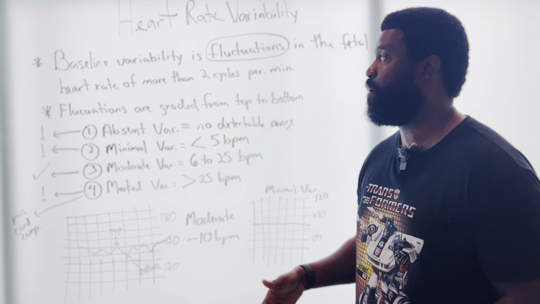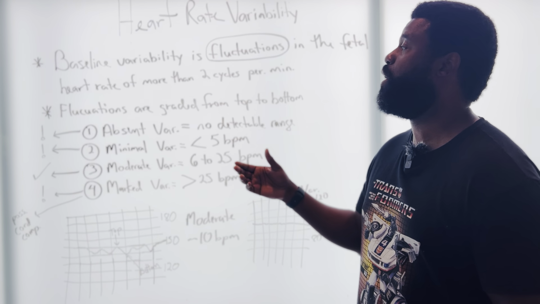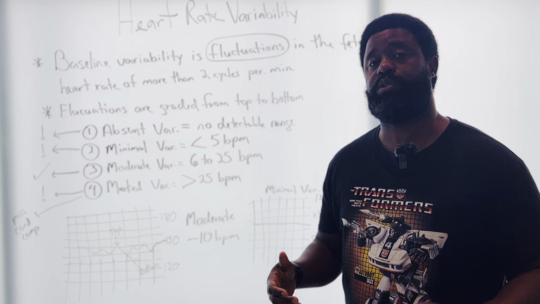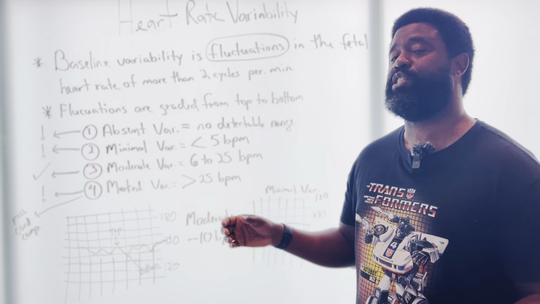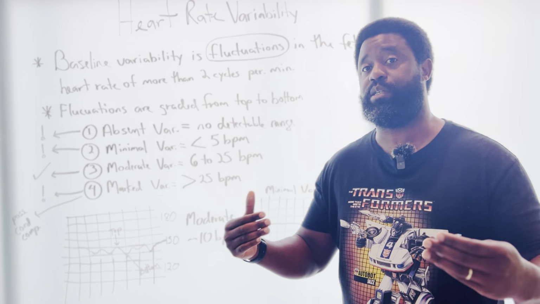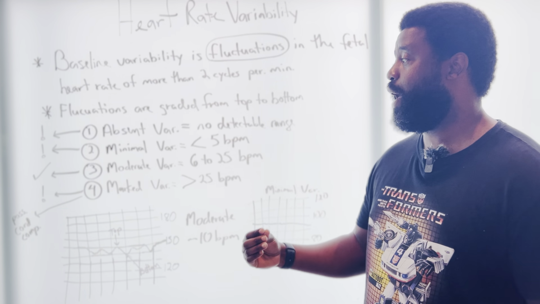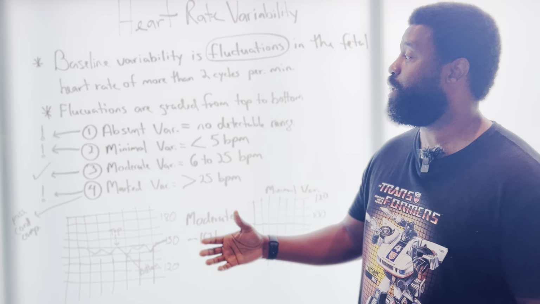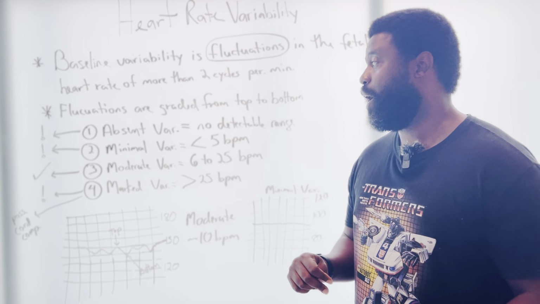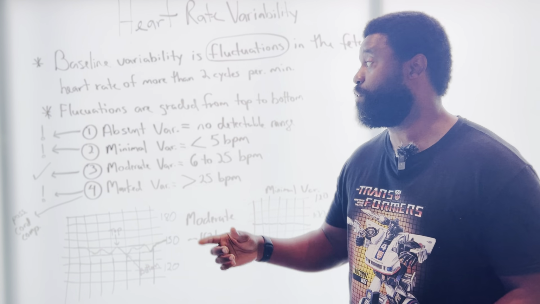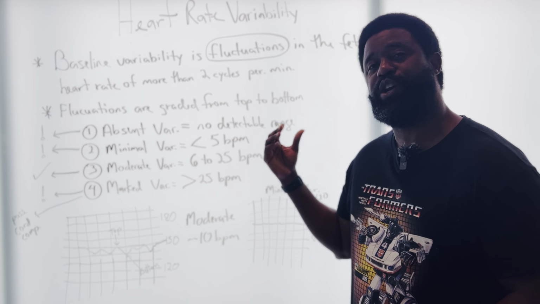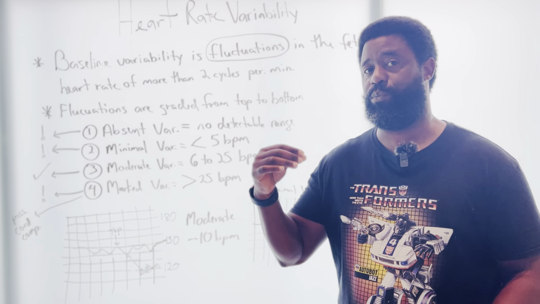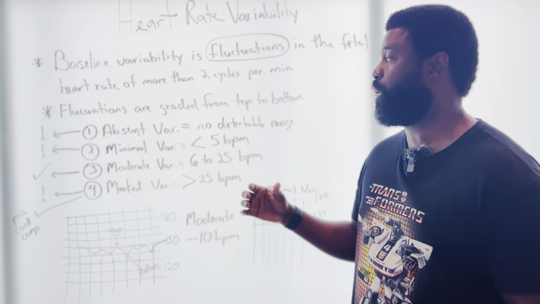So baseline variability is the fluctuations in the fetal heart rate of more than 2 cycles per minute. That's what it is. These fluctuations are graded from top to bottom. And when we drill down further, I'm going to discuss quickly the 4 types of variability that can be seen. So the first one is absent variability, and that's going to be no detectable range. When the monitor is going, there's no detectable range.